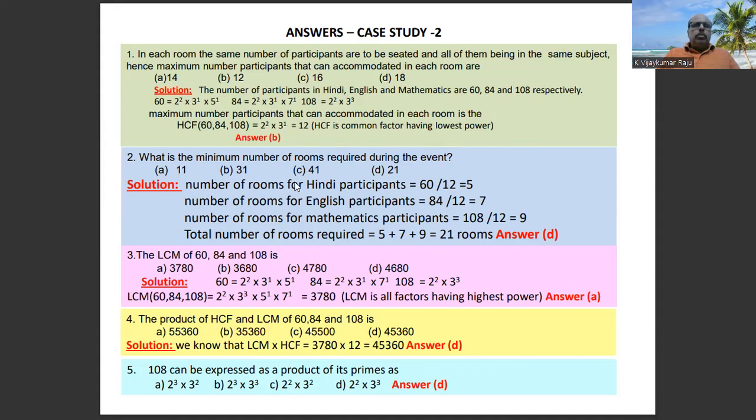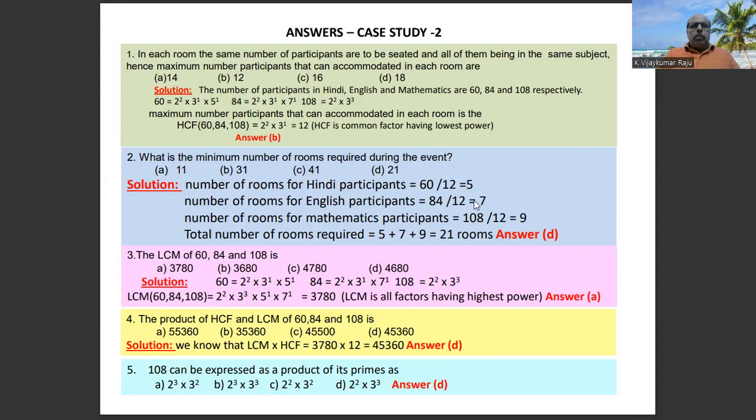Number of rooms for Hindi participants: we have 60 participants, and in each room there are 12. That means you need 5 rooms for Hindi participants. Number of rooms for English participants: 84 participants divided by 12, because there are 12 participants in each room. Therefore, you need 7 rooms. Number of rooms for mathematics participants is 108 divided by 12, that is 9 rooms.